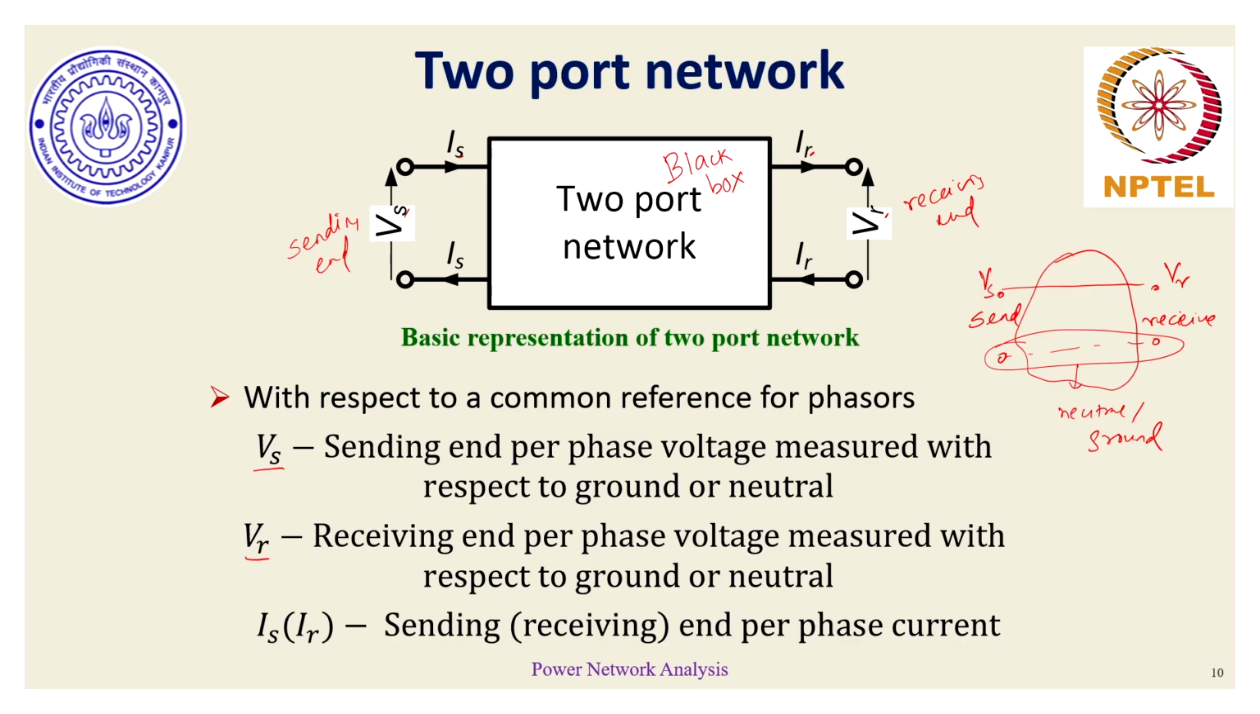Now, different types of representations could be present in different textbooks and literature. In our discussions to follow, we would simply assume IS to always be an input current to the two-port network, whereas IR would always be an output current. Certain references could also represent IR as an input, and since this is the sending end, the return current would be in the reverse direction. We are not going to use this terminology. If you understand these aspects well, you can also apply them to the reverse notation of receiving end current.